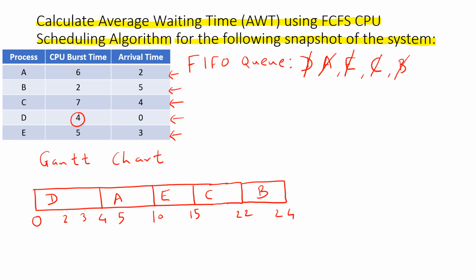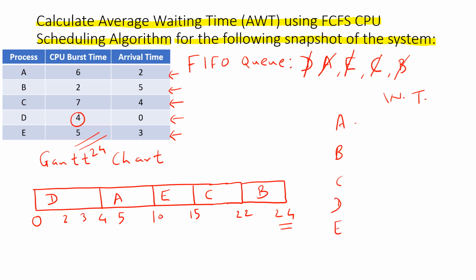The typical way in which you can cross verify your answer, which most often will be the case, is that the final time value which you get over here, 24, will match with the sum of all these CPU burst times. So if you sum all these values, it happens to be 24. 6 plus 2 plus 7 plus 4 plus 5 is 24. Now let's calculate the waiting time for all processes.